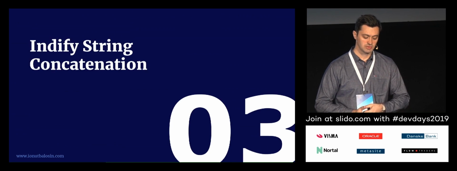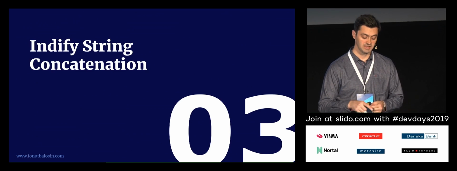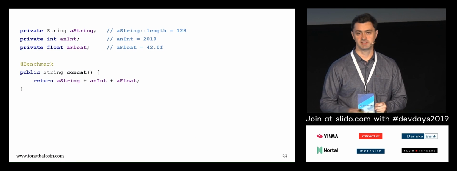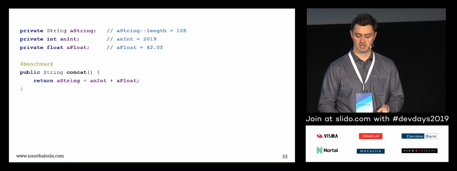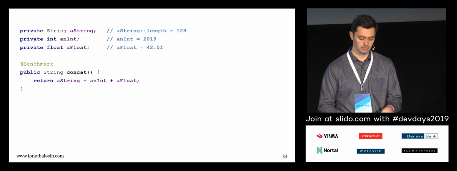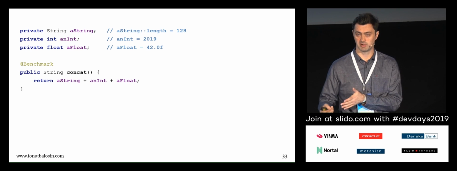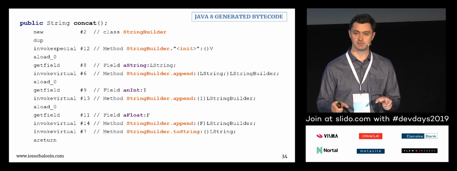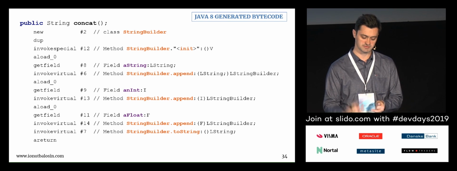The next thing, which was quite important, was in regards to indy string concatenations. Let's take this example. Let's suppose you have to concatenate a string plus an integer plus a float. Before JDK 9, how was it? If you zoom inside, even if you use the plus operator, strings are not created that way. However, it's using StringBuilder. So this is a sort of optimization to limit the number of strings created.